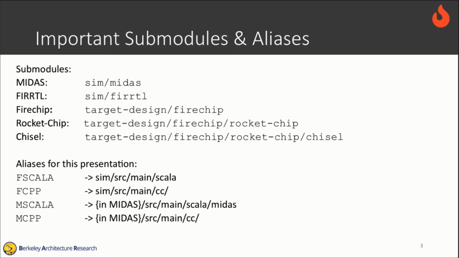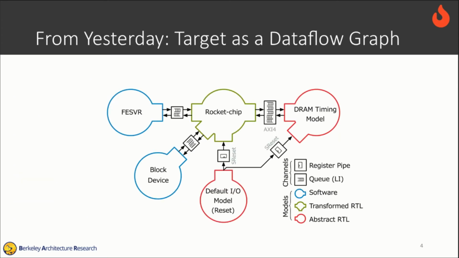In there, you'll find Rocketship, and Rocketship provides a number of key dependencies for Midas and also provides Chisel. Throughout this presentation, I'm going to be referring to some common source locations. Anything prefixed with an M is in Midas, F is in FireSim, and CPP files will be in src/main/cc, Scala files in src/main/scala. It saves me a lot of space on the slides.